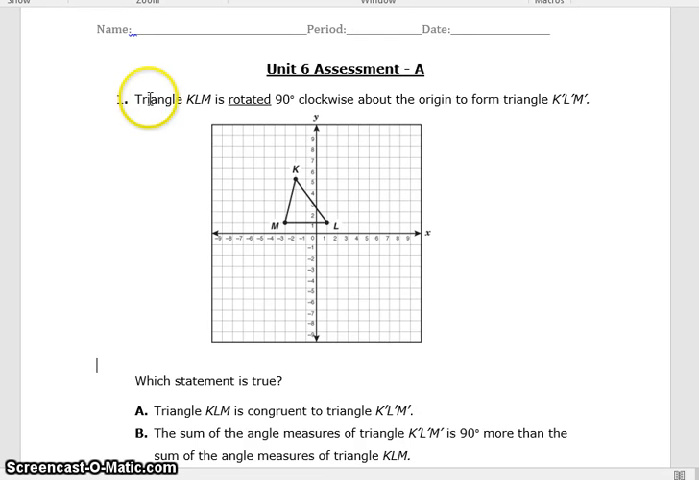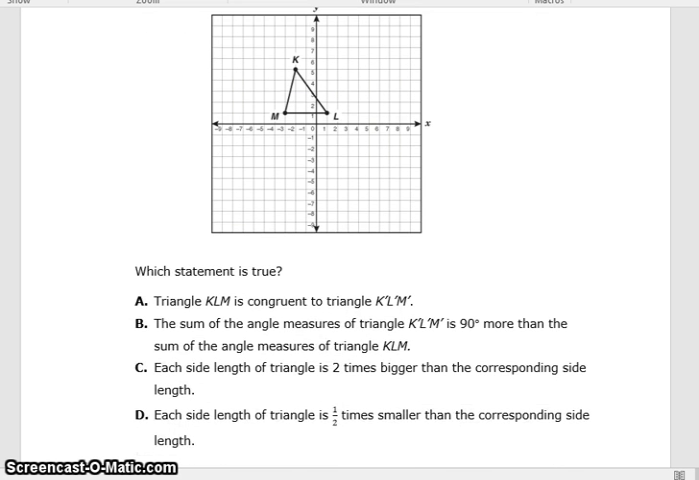Unit 6 assessment. Number 1. Triangle KLM is rotated 90 degrees clockwise about the origin to form triangle KLM prime. Which statement is true? A. Triangle KLM is congruent to triangle KLM prime.